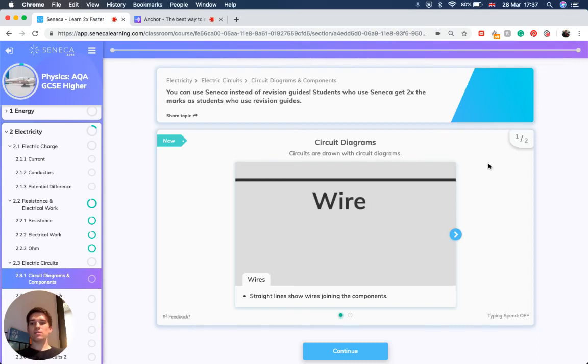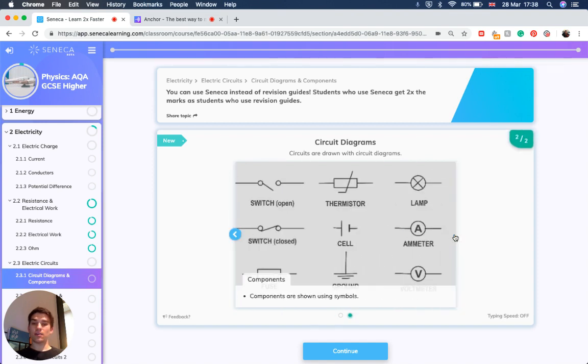So this episode starts a new section on electrical circuits, and the first thing we're going to look at is circuit diagrams and components. Now, circuits are drawn using circuit diagrams, and straight lines show wires that join components together, and there are also a number of components that are shown using symbols. I'm going to talk you through some of them.